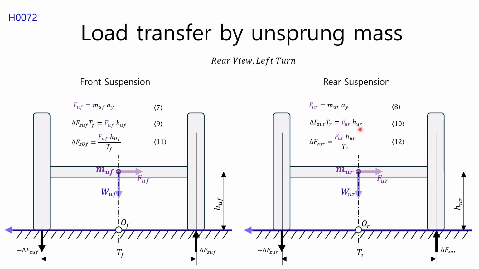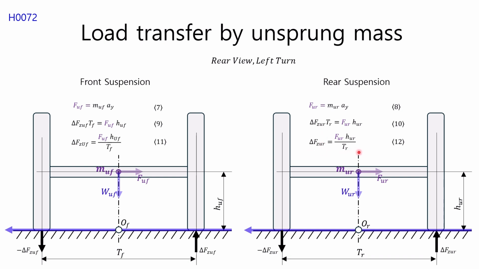According to the law of action and reaction, the moment on the right side of equation 10 must be equal to the product of the rear wheel track TR and the load transfer delta FZUR due to the rear unsprung mass, so using this, the load transfer equation generated by the unsprung mass of the rear suspension can be expressed as equation 10. If equation 10 is rearranged in terms of the load transfer delta FZUR generated by the rear unsprung mass, equation 12 can be obtained.